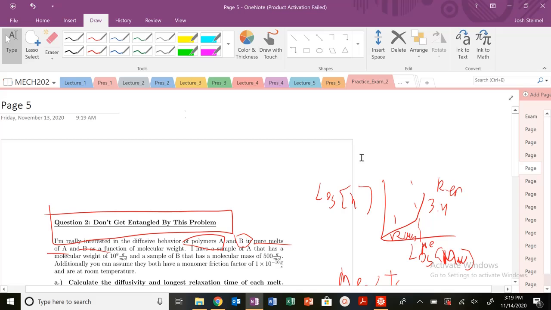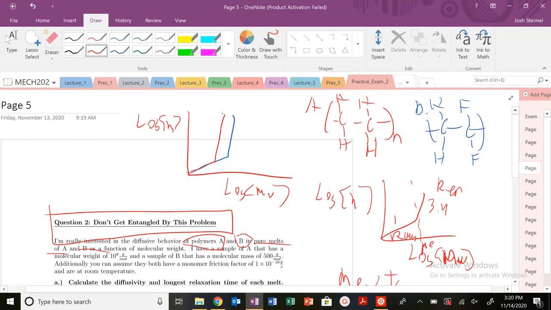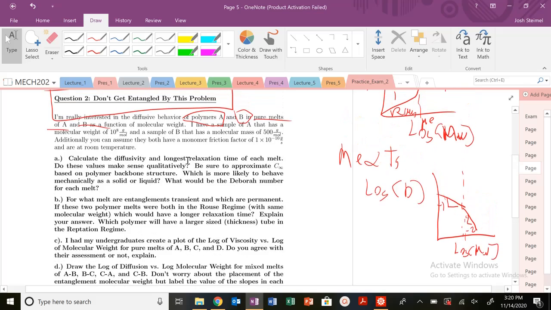So again, if I have to plot a plot of log of viscosity versus log of molecular weight, this is my A, and here is B. If I'm looking at this polymer, I should expect again the same slope, but that occurs at a smaller molecular weight, again more flexible, easier to entangle. So that's just kind of a graph of what you might expect to see.